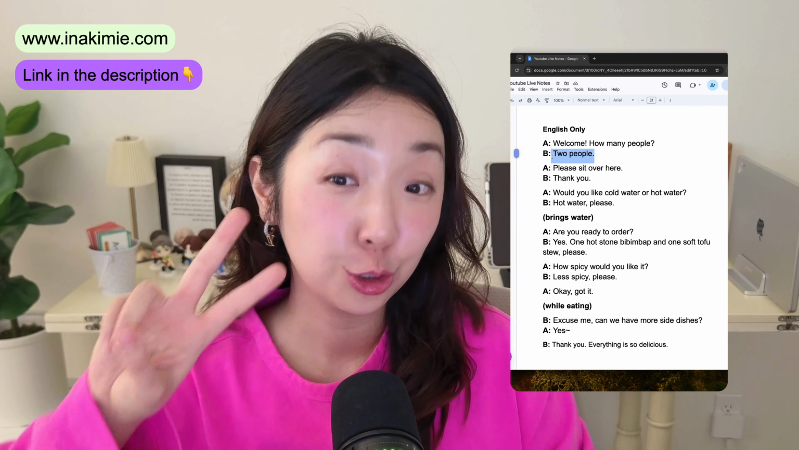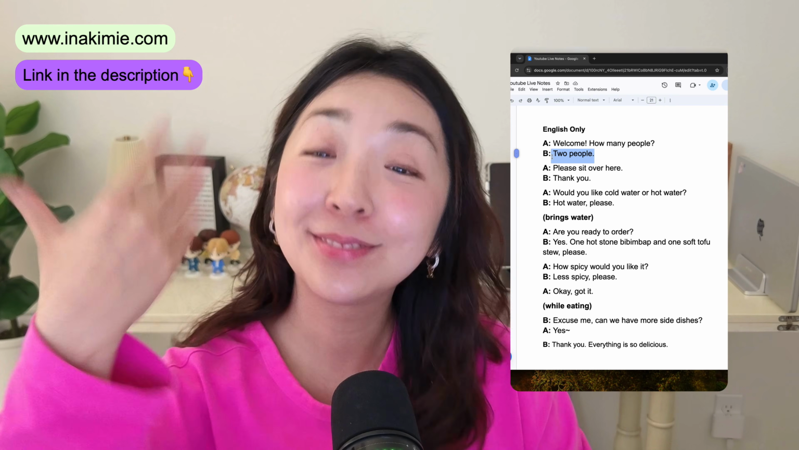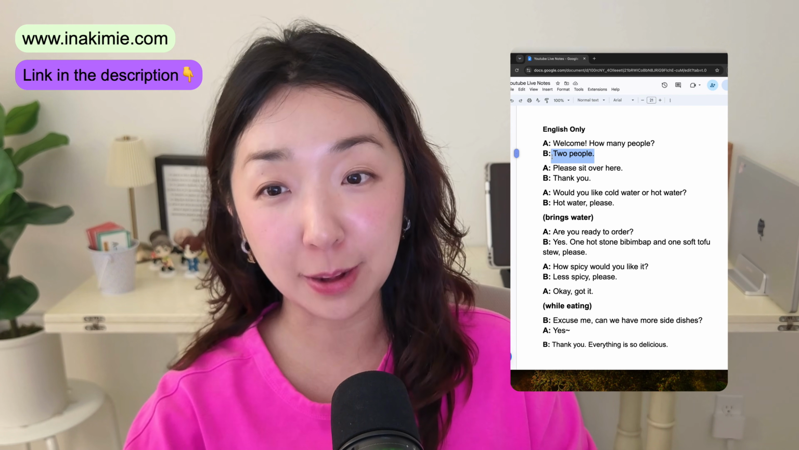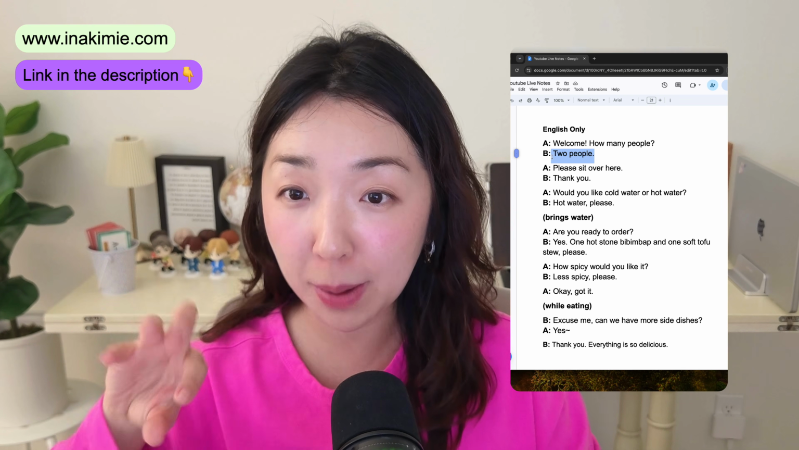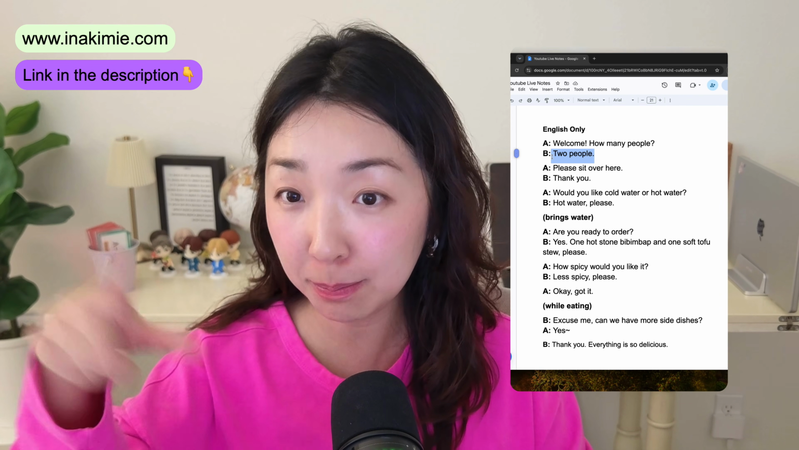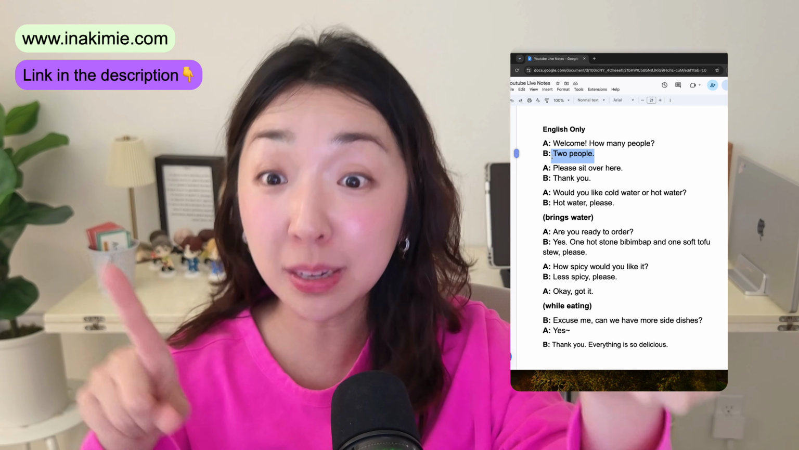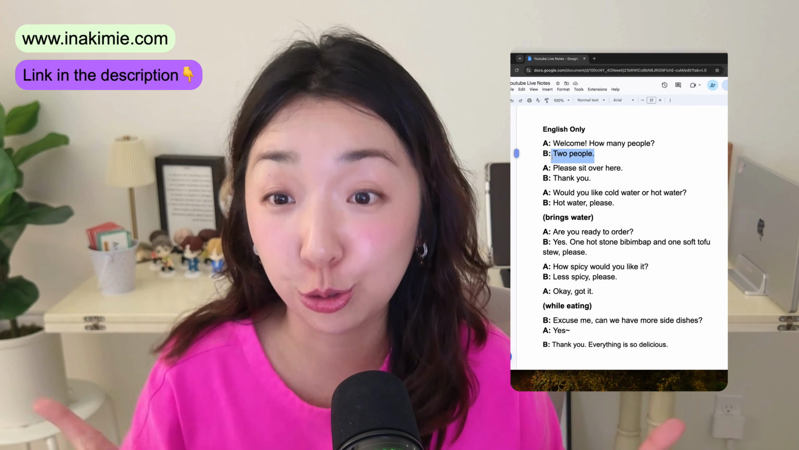And then B goes, 2 people. 2명이요. 두 명이요. 두, well, that comes from native number. It's 둘, but you drop the 받침 두. You simplify it when there is a counter, which is a 명, counting people's measure word. 두 명이요.